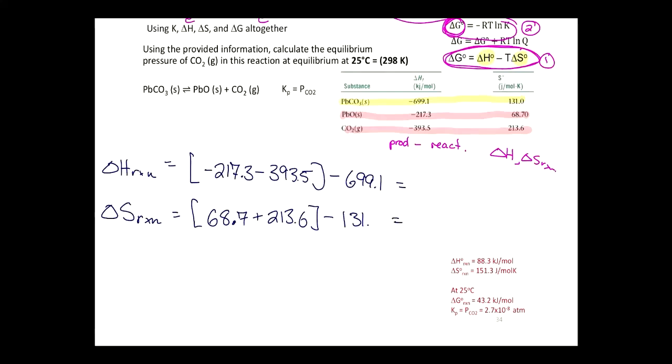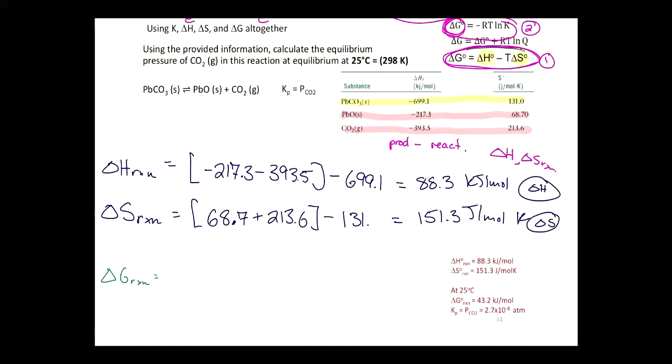Yeah, that's it. And so what you get is that the enthalpy change for this reaction is 88 kilojoules per mole, and then delta S is 151.3 joule per mole Kelvin. So this is delta H, that is delta S. These two values I can use to calculate what is delta G of my reaction, right? Where we're going to use this first equation.